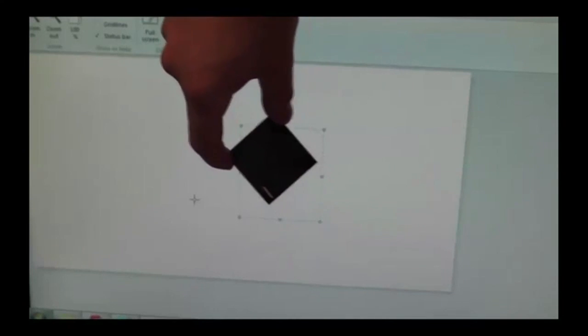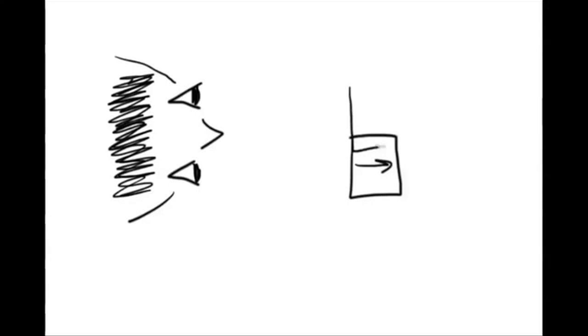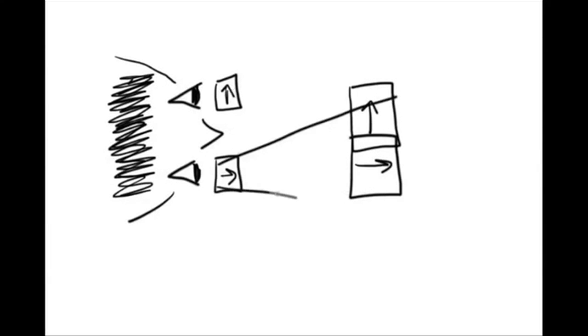A 3D movie made using linear polarization projects two images onto the movie screen, one horizontally polarized and one vertically polarized. Each lens in your 3D glasses has a differently oriented polarizer, so, for example, your right eye only sees the horizontally polarized image, and your left eye only sees the vertically polarized image.